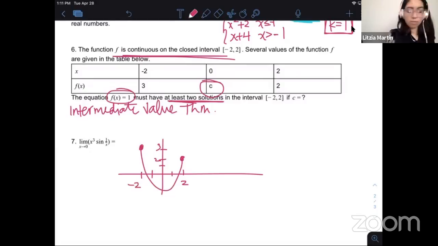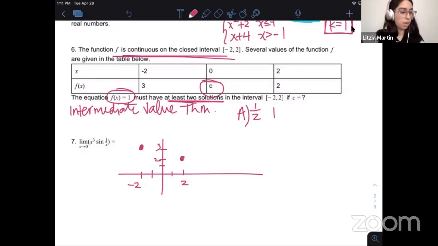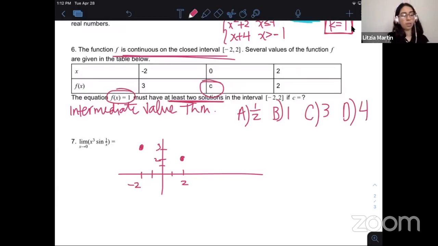Here we go. So we have option A is 1/2, B is 1, C is 3, and D is 4. Okay. So those are our options here for what C can be. And so it's saying that the equation f of x equal to 1 must have at least 2 solutions.